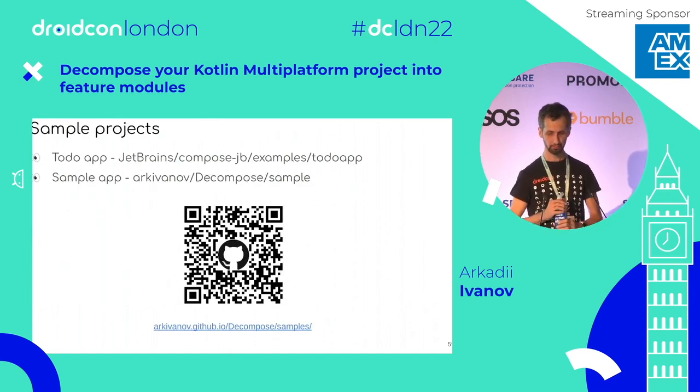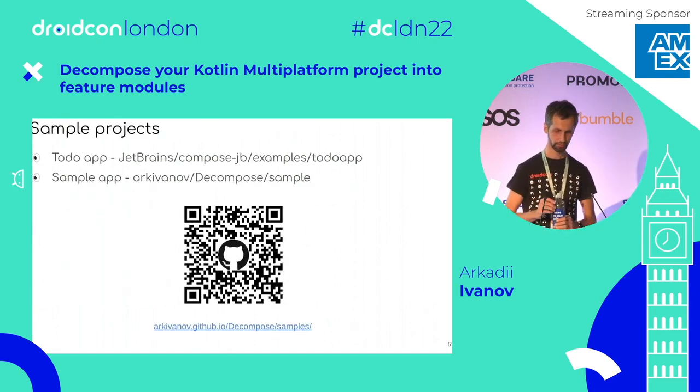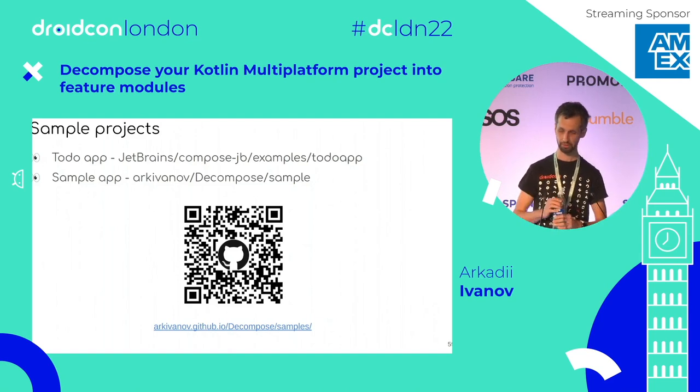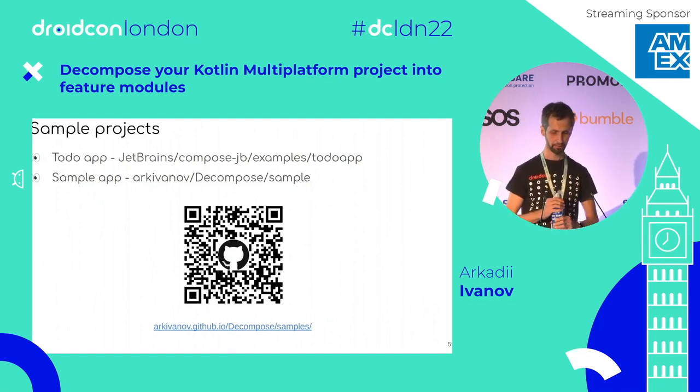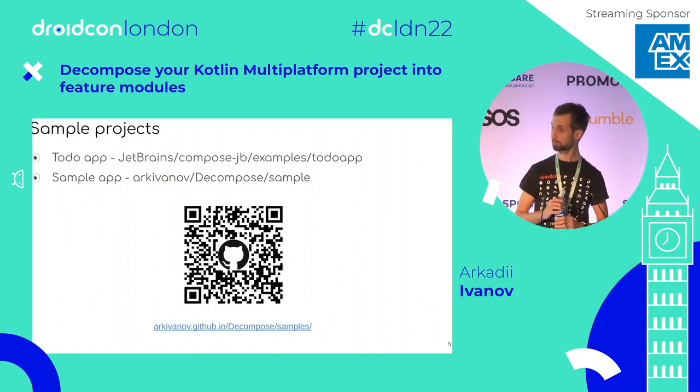So here you can see some links to the most interesting sample projects that showcase the library from different perspectives. The first one is the to-do app in the Multiplatform Compose repository. It's just a simple list-details application with multiple feature modules and persistent storage. It also demonstrates unit and integration tests. And another one is a multi-purpose sample app showcasing different kinds of navigation.